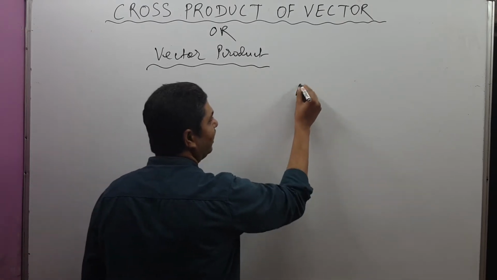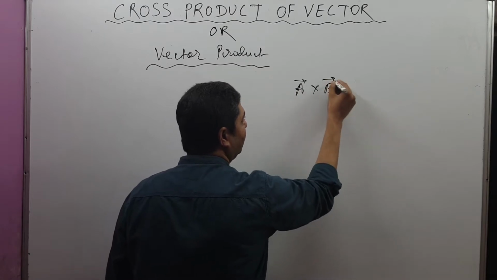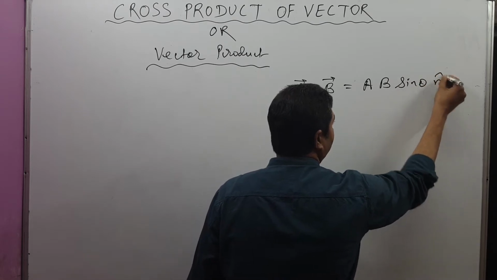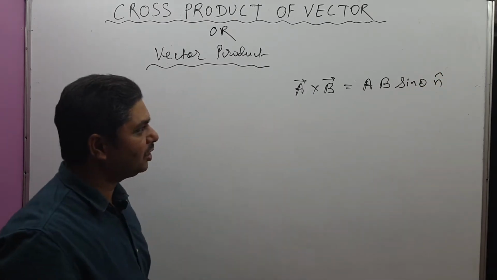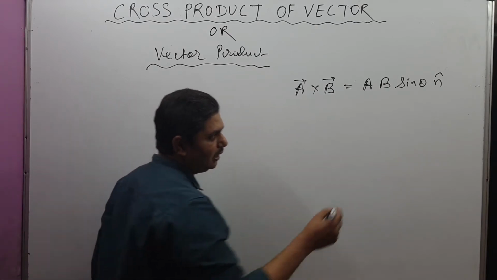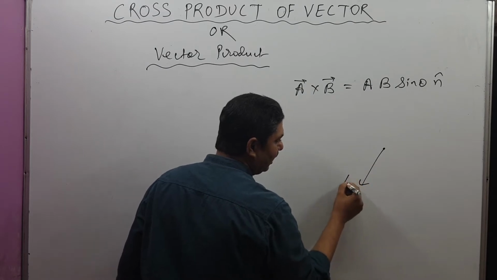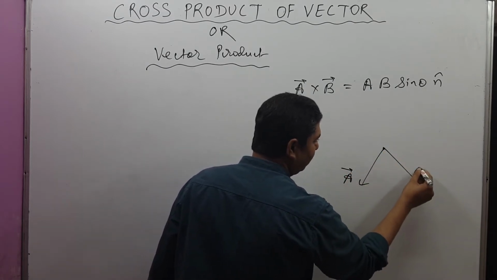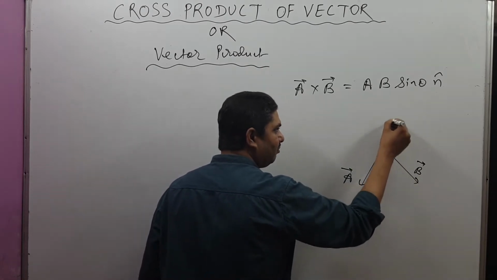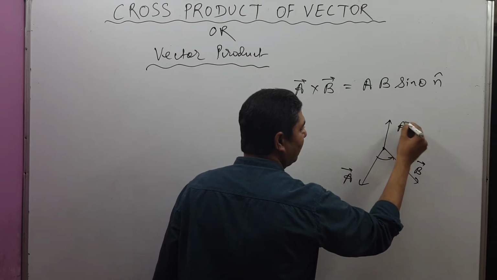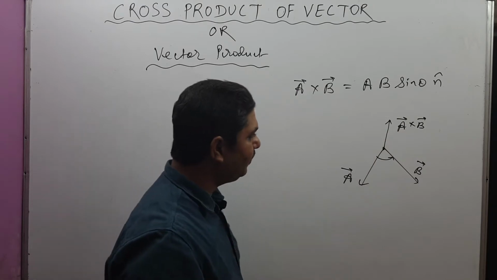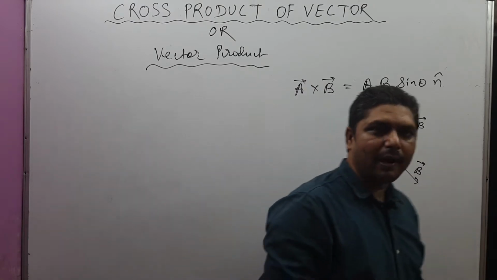Suppose you have a vector A here and a vector B here, then A cross B is equal to A B sin theta n cap. This is the mathematical expression of cross product of vector. This can be understood pictorially like this. Suppose you have a vector A this side and we place a vector B this side, and this is the angle between vector A and B, then this line is said to be vector A cross vector B, and this line can be obtained by the right hand thumb rule.